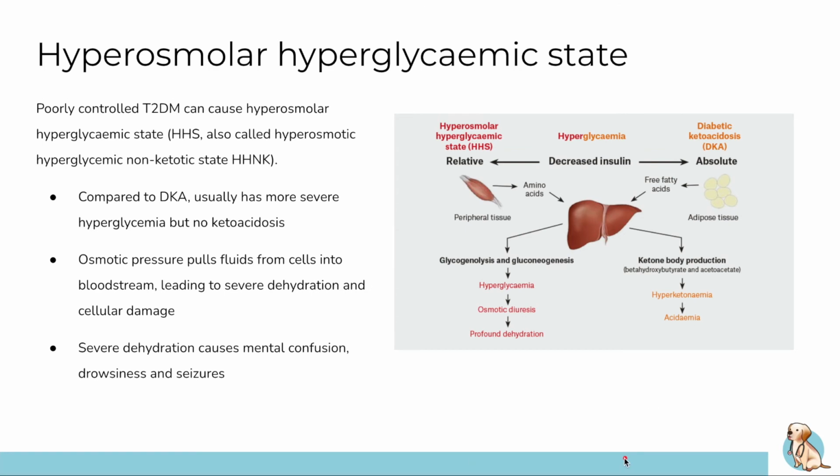Hyperosmolar hyperglycemic state is associated with poorly controlled type 2 diabetes mellitus. There's more severe hyperglycemia, but no ketoacidosis associated with DKA, so that's how you tell the difference. And because blood sugar is so high, osmotic pressure pulls fluids from cells into the bloodstream, leading to severe dehydration and cellular damage. This severe dehydration causes neurological signs and symptoms, including mental confusion, drowsiness, and seizures.